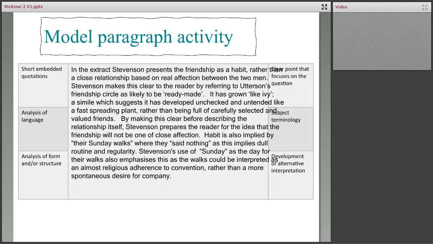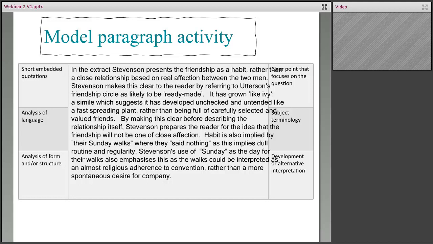Now, this is a model paragraph from a new resource that we'll be sharing with you hopefully early next week, which is a PowerPoint of how to answer literature A and B questions for the 19th century. We've done one for Jekyll and Hyde and one for A Christmas Carol, and it ends with model paragraph activities. But I just wanted to share this with you anyway.